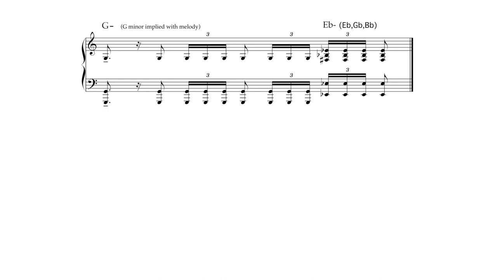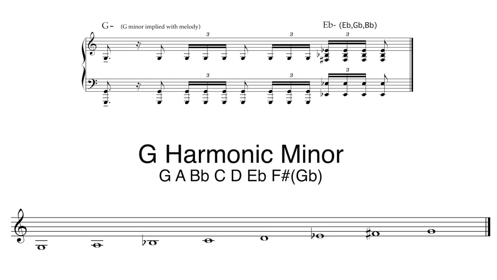Now, if you respell that G flat as an F sharp, you get that G harmonic minor scale. And that's largely what he uses in the piece. It's those two chords, G harmonic minor. Now it's John Williams, so there's some chromatic movement and he uses other variations of minor scales. And there's even chromatic chordal movement, but it's largely in harmonic minor. So you have other options depending on what chords you actually pick.